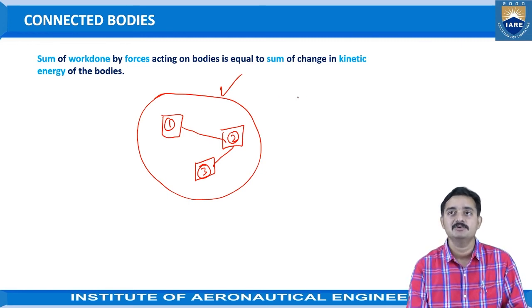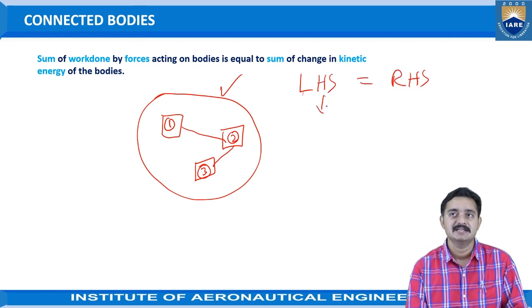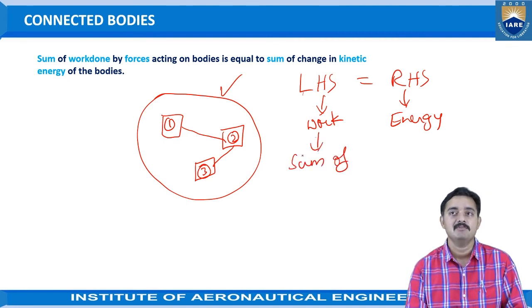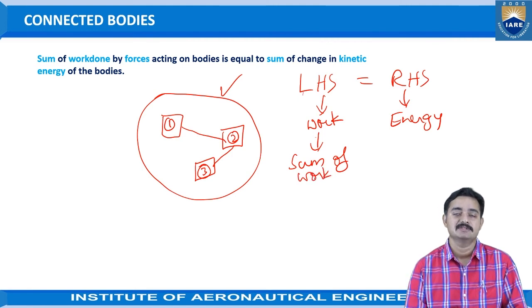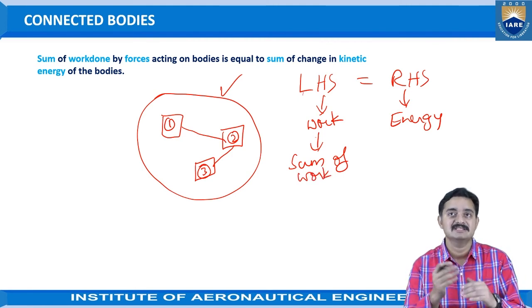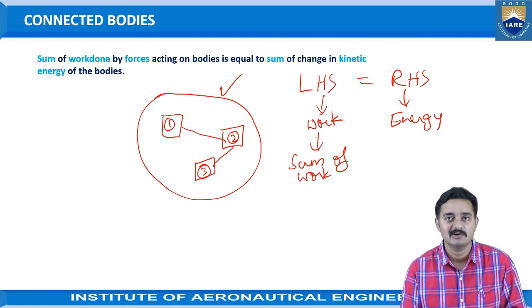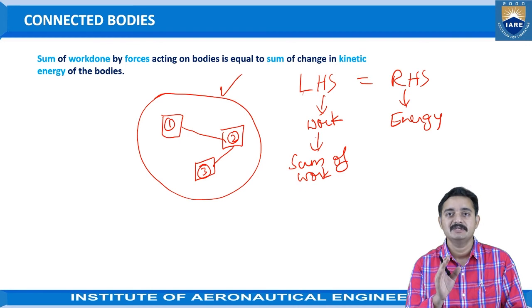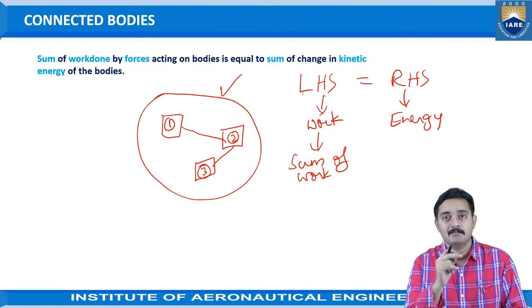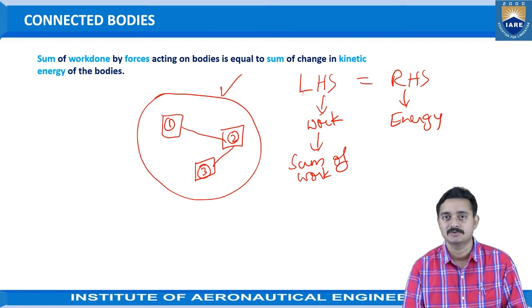Then what we are going to do is the left hand side LHS is equal to the RHS, where LHS is related to the work done and RHS is related to the energy. So we will take the sum of work done by all the forces in the system. The forces that need to be considered here are the forces which are the reason or cause for the movement of the object in the direction of the force. Those forces only we need to consider, right?